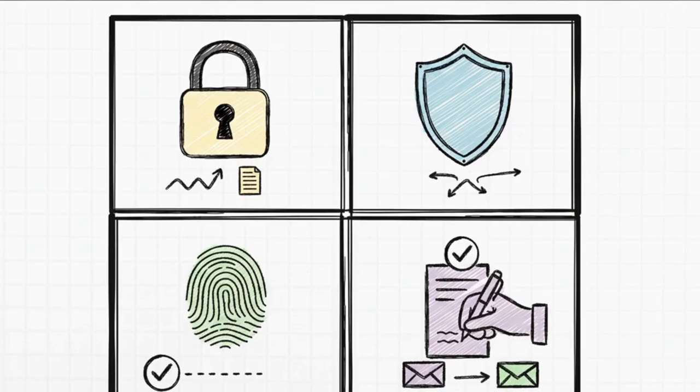Confidentiality is the lock. It keeps your stuff secret. Integrity is the tamper-proof seal. It proves your data hasn't been messed with. Authentication is like a fingerprint. It proves you are who you say you are. And then there's non-repudiation, the legally binding signature.